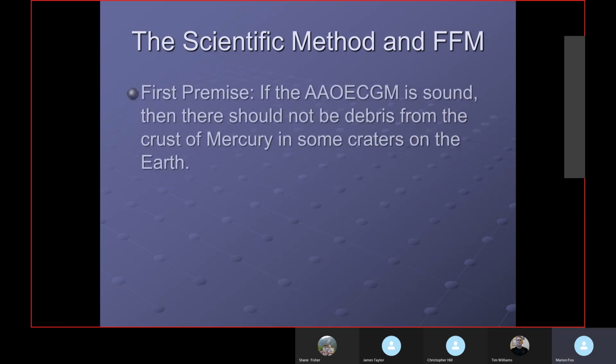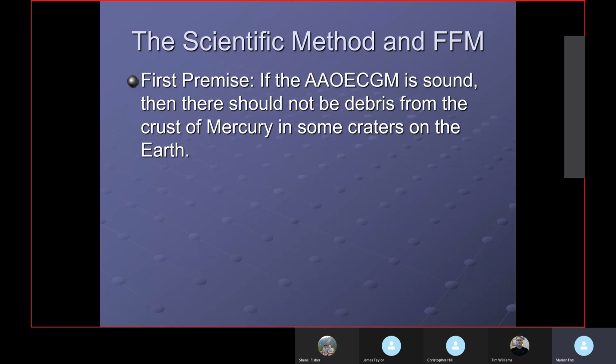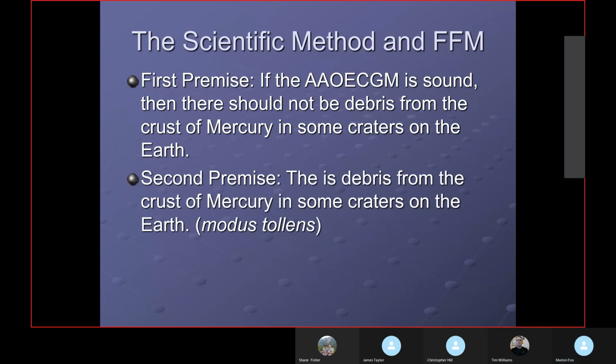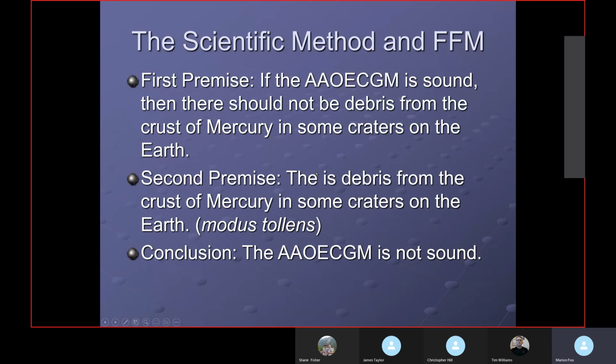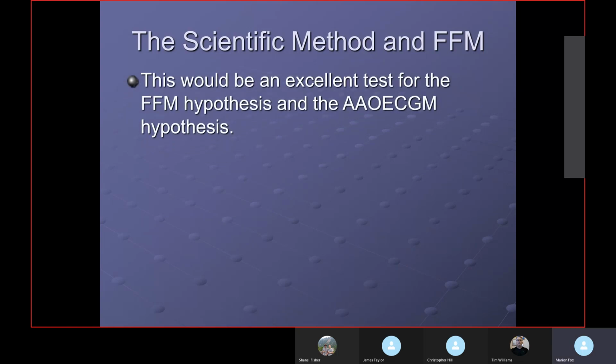Now, the agnostic, atheist, old Earth creationist model, if it's sound, then there shouldn't be debris from the crust of Mercury in some of the craters. There might be debris from the moon, but not from Mercury. That's why I zeroed in on Mercury. My claim is that there is debris from the crust of Mercury in some craters on the Earth. Now, there probably will be. And if that is proven to be true, then the agnostic, atheist, old Earth creationist Johnson model is not sound. We've tested mine against theirs. This is one test, and it's an excellent test of my hypothesis versus their hypothesis.